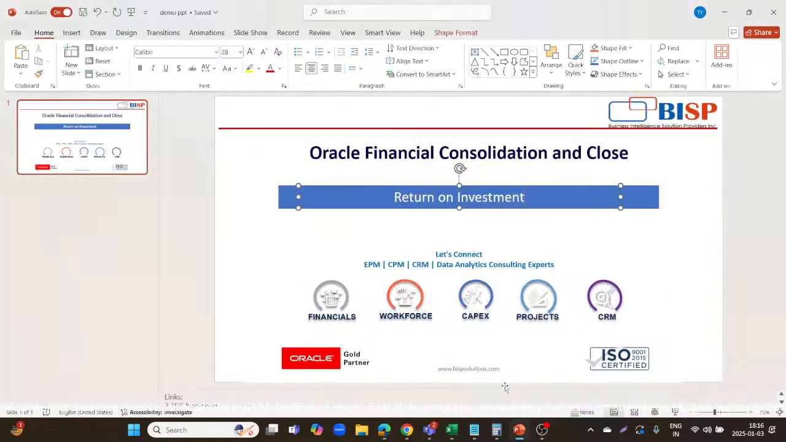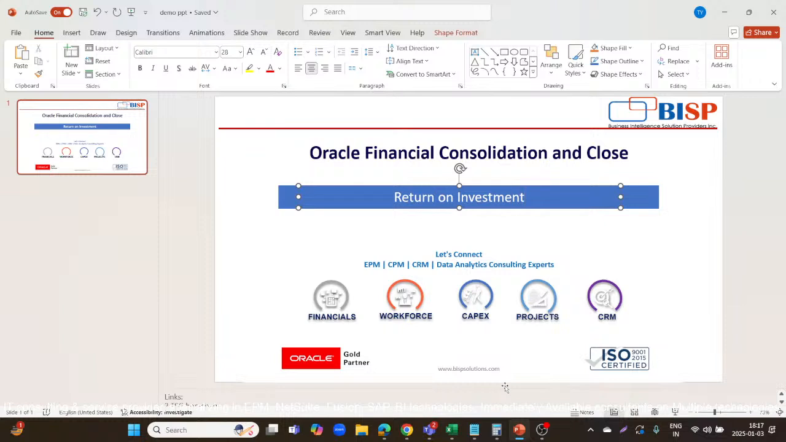So our today's topic for the business rule is return on investment. As you know, return on investment is a financial metric that measures the profitability of an investment. It is calculated by dividing the net profit by the total cost of the investment and then multiplying it by 100. So this is the formula for the calculation of the return on investment.